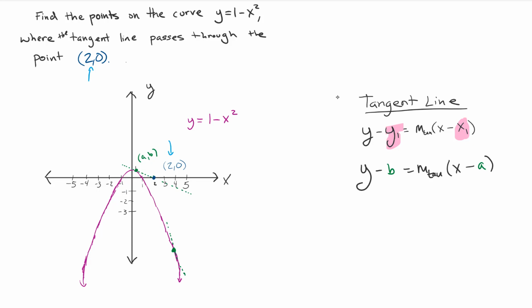All right, dope. Cool. Let's go get it. Now that we have this set up, we're trying to find a and b. Let's go get the slope of the tangent line.